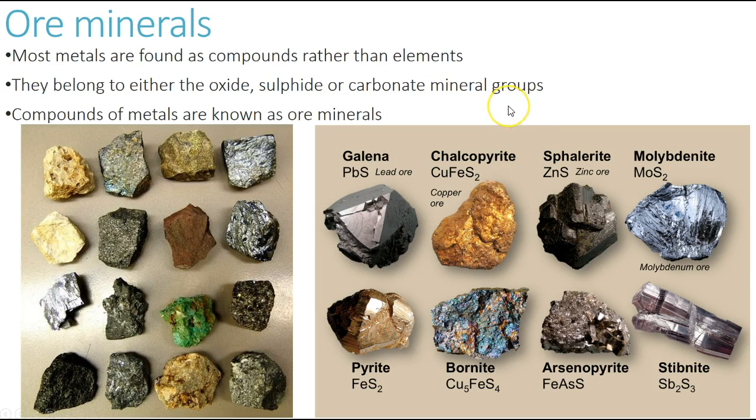We've got chalcopyrite, which is copper, but it's also got iron and sulfur in it as well. Sphalerite is zinc and sulfur, and I don't think you need to know any of those other ones. Molybdenum is molybdenite, which you can very easily pick out. It has this very bright silver color. And then we've got pyrite here, which is an iron sulfur mineral.